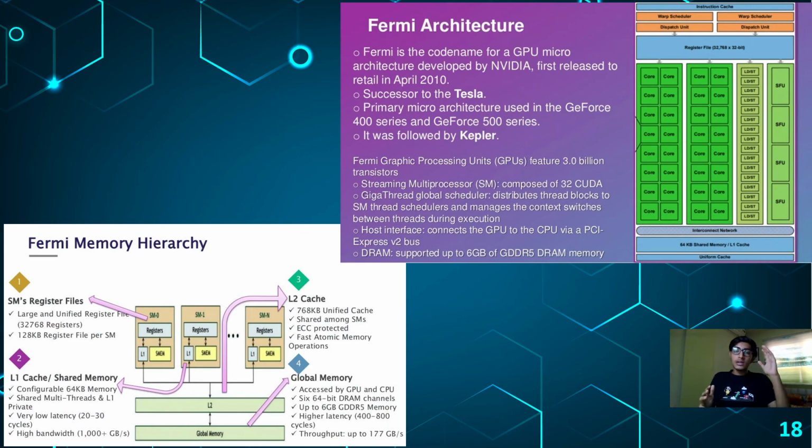As I discussed earlier about some architectures in NVIDIA, these pictures show the Fermi architecture, which was released around 2010 and was the successor to the Tesla. As we can see, it powers the 400 series and 500 series of GeForce, and it has 32 CUDA cores and 3 billion transistors and all that. There is RAM, streaming multiprocessors, and the host interface connects the GPU to the CPU, and the Fermi memory architecture is shown in detail.